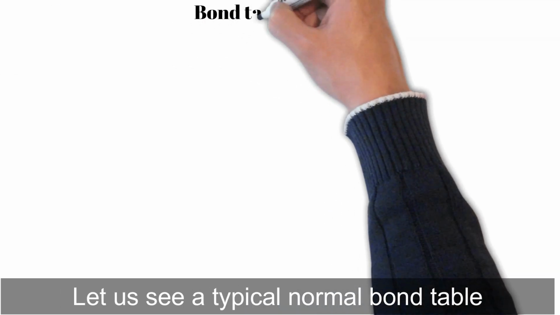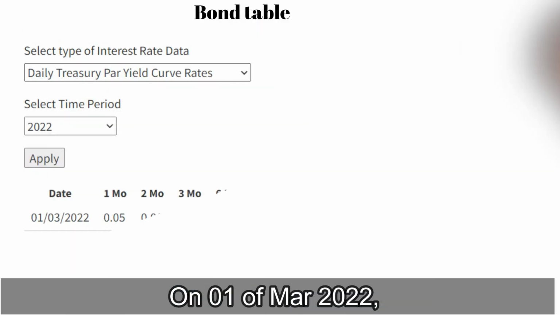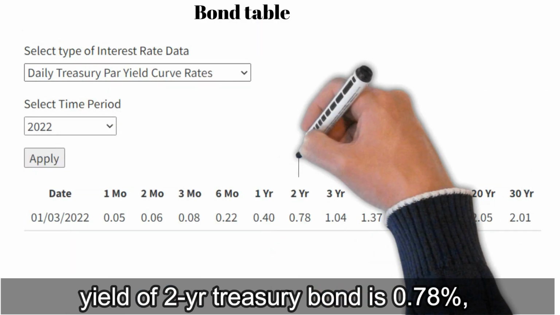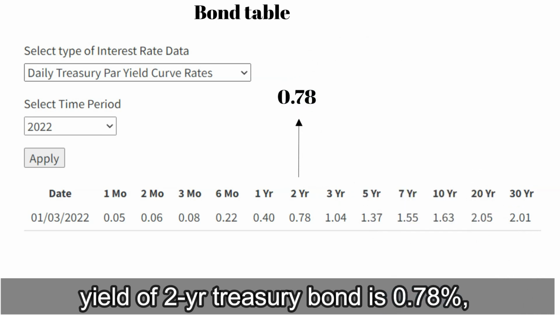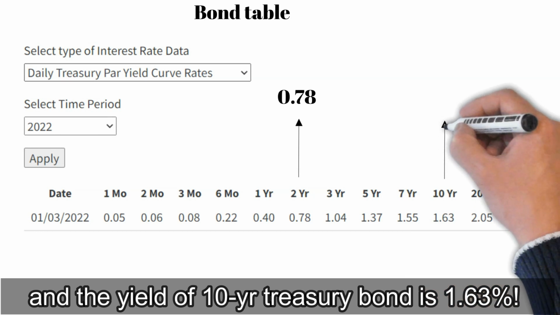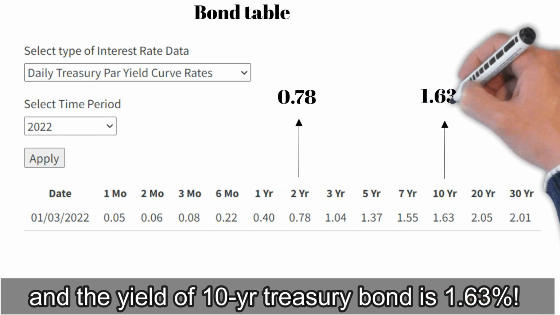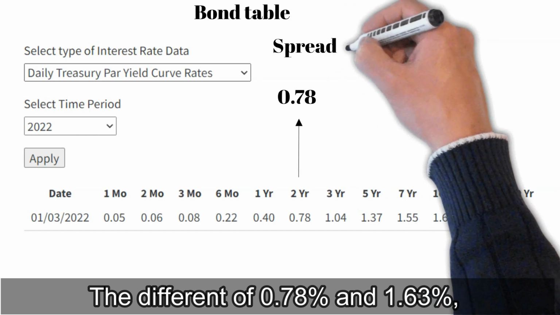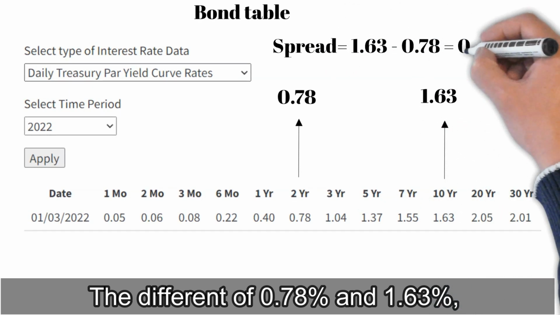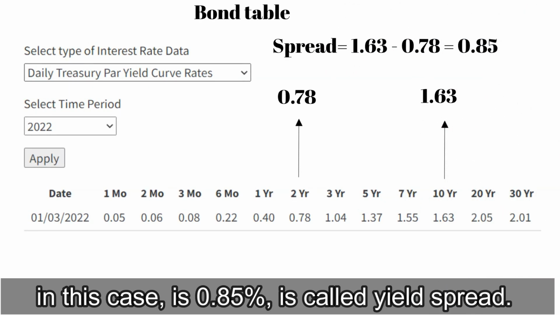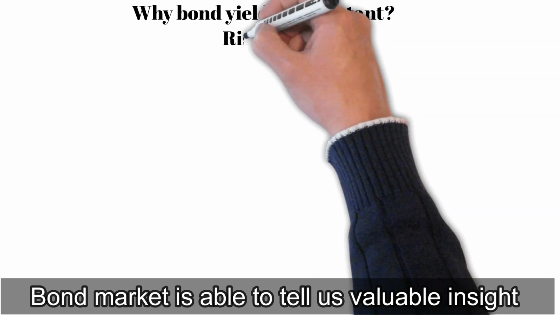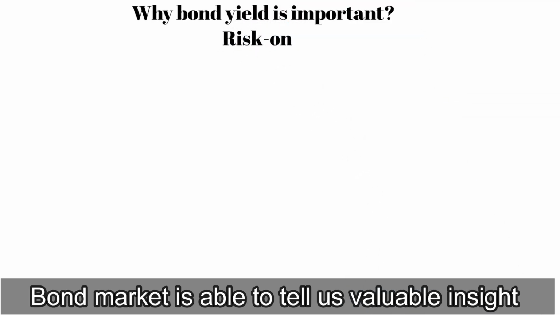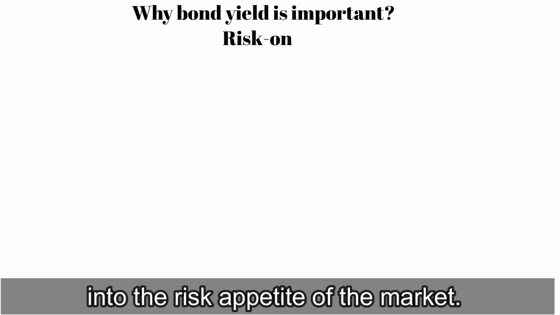Let us see a typical normal bond table. On 1st of March 2022, the yield of 2 years Treasury bond is 0.78% and the yield of 10 years Treasury bond is 1.63%. The difference between 0.78% and 1.63% in this case is 0.85%. It's called the yield spread. Why is bond yield important? The bond market is able to tell us valuable insight into the risk appetite of the market.